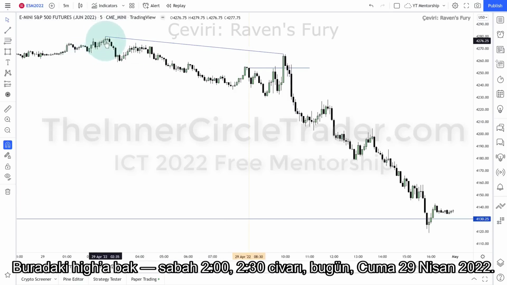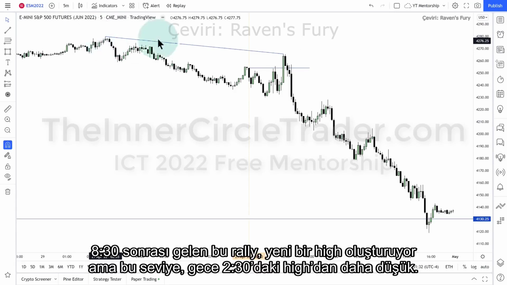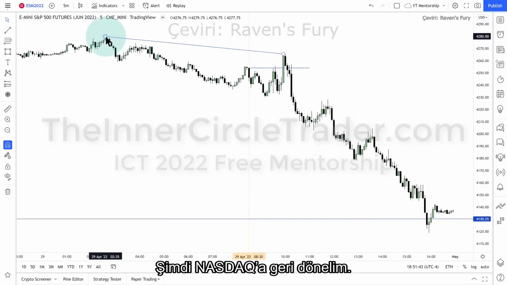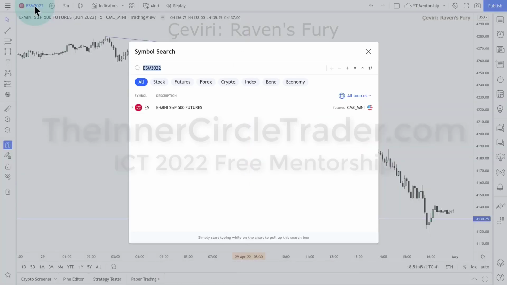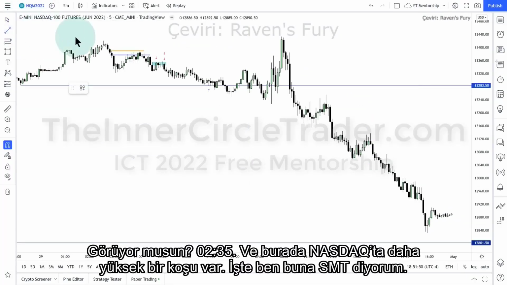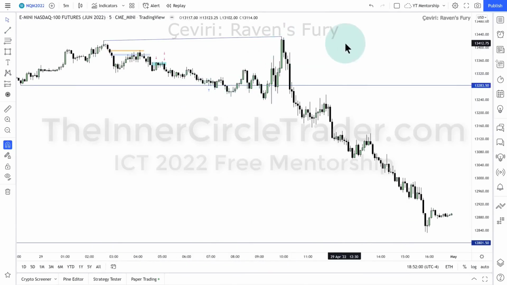Look at the high here at 2:30 in the morning today, Friday, April 29th, 2022. The rally here after 8:30 creates the high, but it's lower than the high at 2:30 overnight. I'll go back to the NASDAQ. See that? 235. And we have a higher run on NASDAQ. So this is what I teach as SMT, okay?